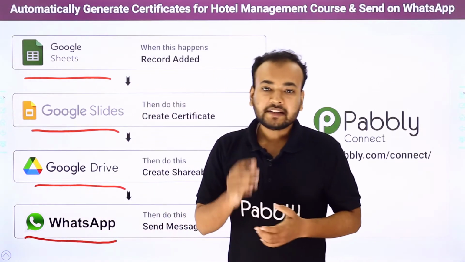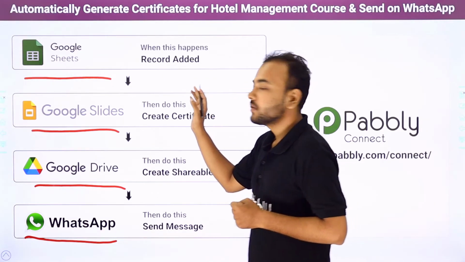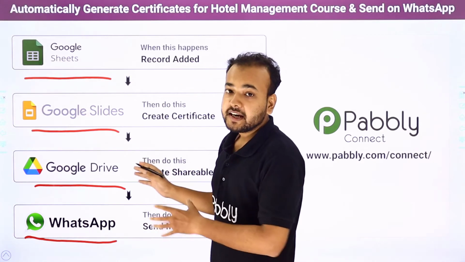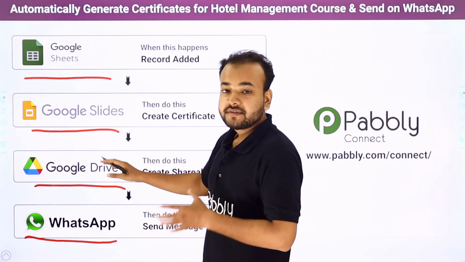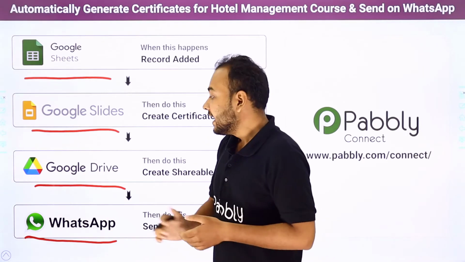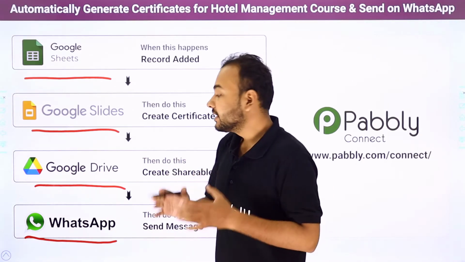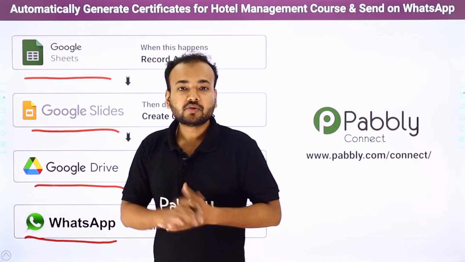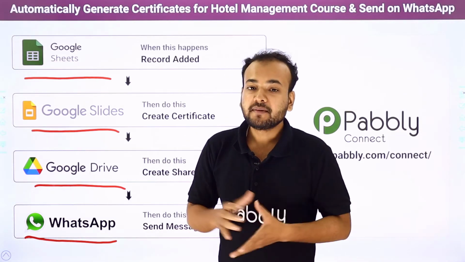Now to get this done you have two ways. One is that you manually sort out the data of your students from Google Sheets, then go to Google Slides, manually create a certificate for each and every student, and then come to Google Drive, save it here and generate a shareable link for each and every certificate, and then manually compile a message for your students and attach the certificate in a WhatsApp message and send it to them individually. So guys, this process can be very repetitive, tiresome and time consuming.